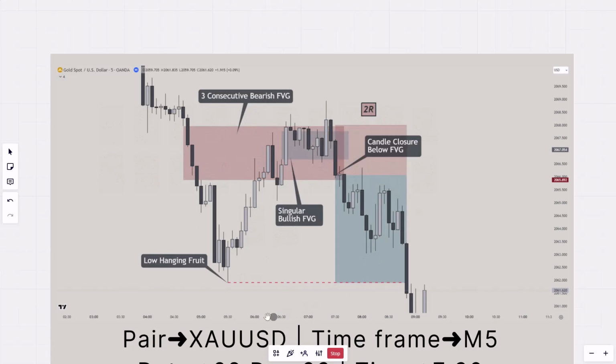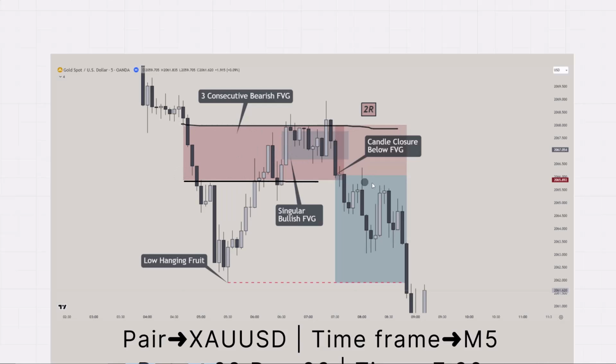First example here, this is gold on the 5-minute time frame. Now, the first thing that we need to do is identify a fair value gap, right? And we can see that we have this bearish fair value gap from here to here. And we can see that as price was going up, it created a singular bullish fair value gap. So this is a bullish fair value gap, but it's inside of a bigger fair value gap that is actually bearish.